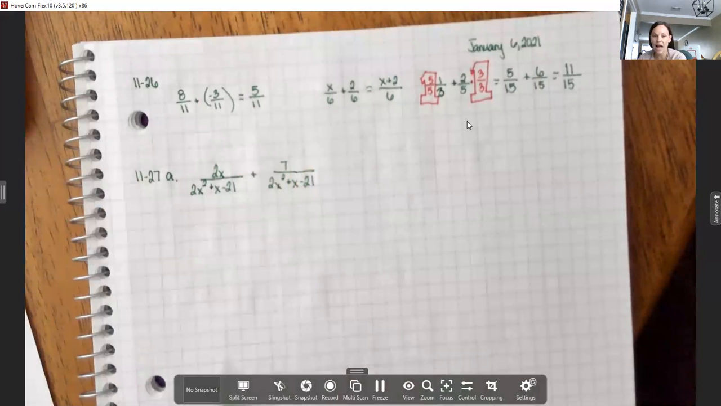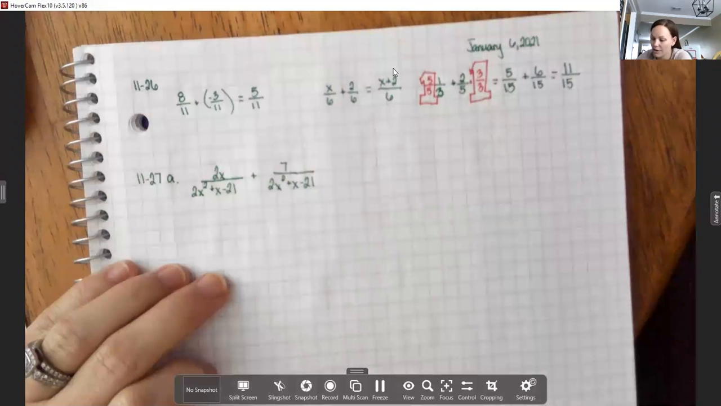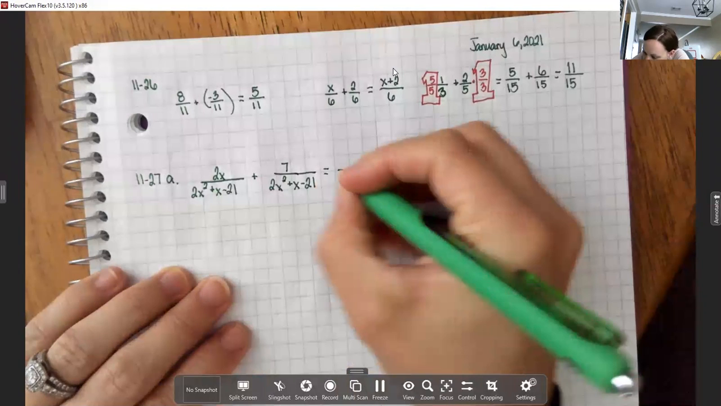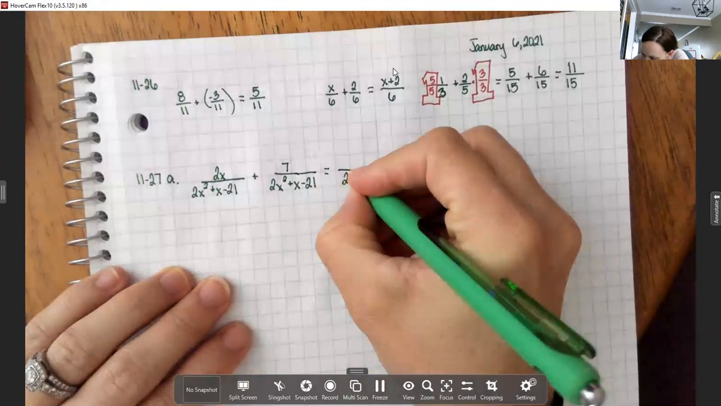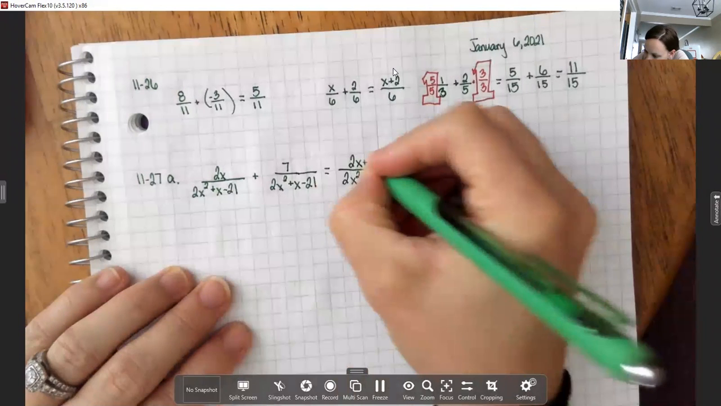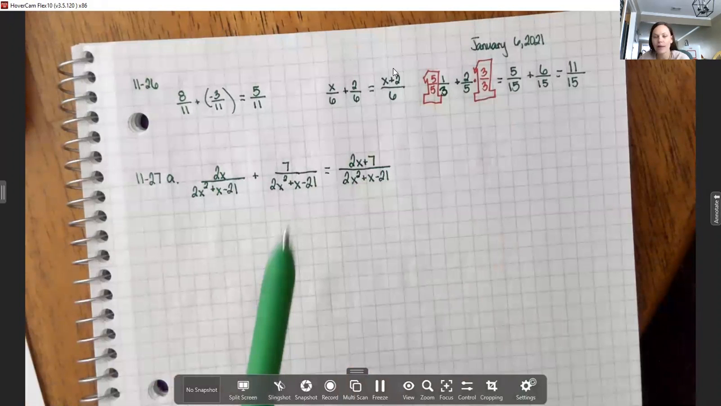So these have a common denominator. Since these two have a common denominator, we're able to just add straight across, or our numerators, I should say. So our denominator stays 2x squared plus x minus 21, and our numerator becomes 2x plus 7. All right, so we added them, and then it says simplify if possible. As of now, we can't simplify anything.